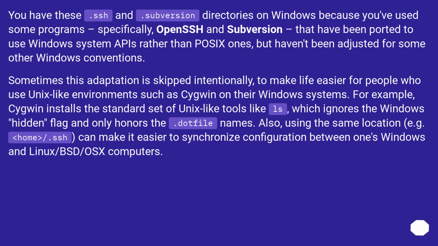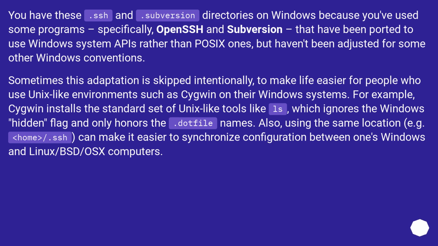You have these .ssh and .subversion directories on Windows because you've used some programs, specifically OpenSSH and Subversion, that have been ported to use Windows system APIs rather than POSIX ones, but haven't been adjusted for some other Windows conventions. Sometimes this adaptation is skipped intentionally, to make life easier for people who use Unix-like environments such as Cygwin on their Windows systems. For example, Cygwin installs the standard set of Unix-like tools like ls, which ignores the Windows hidden flag and only honors the .file names.